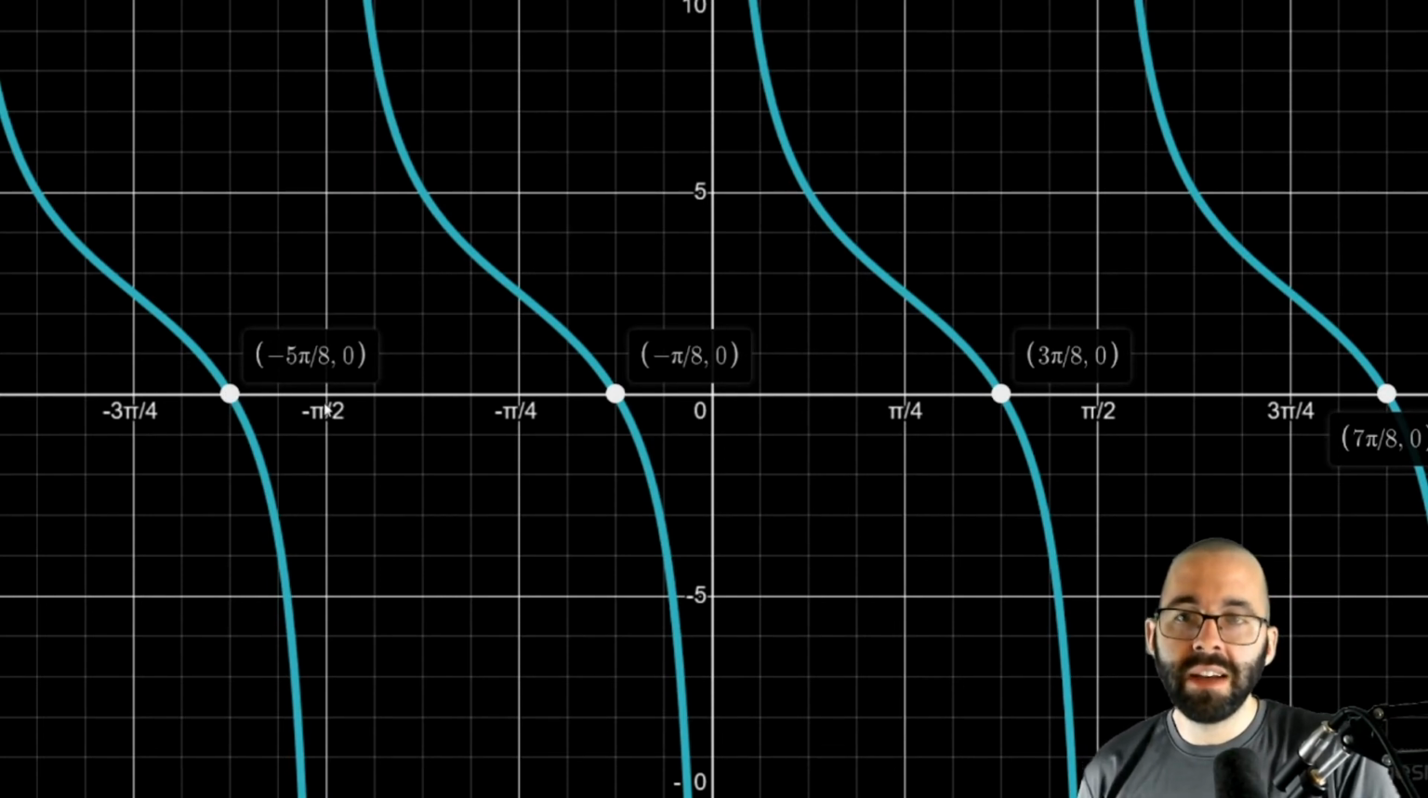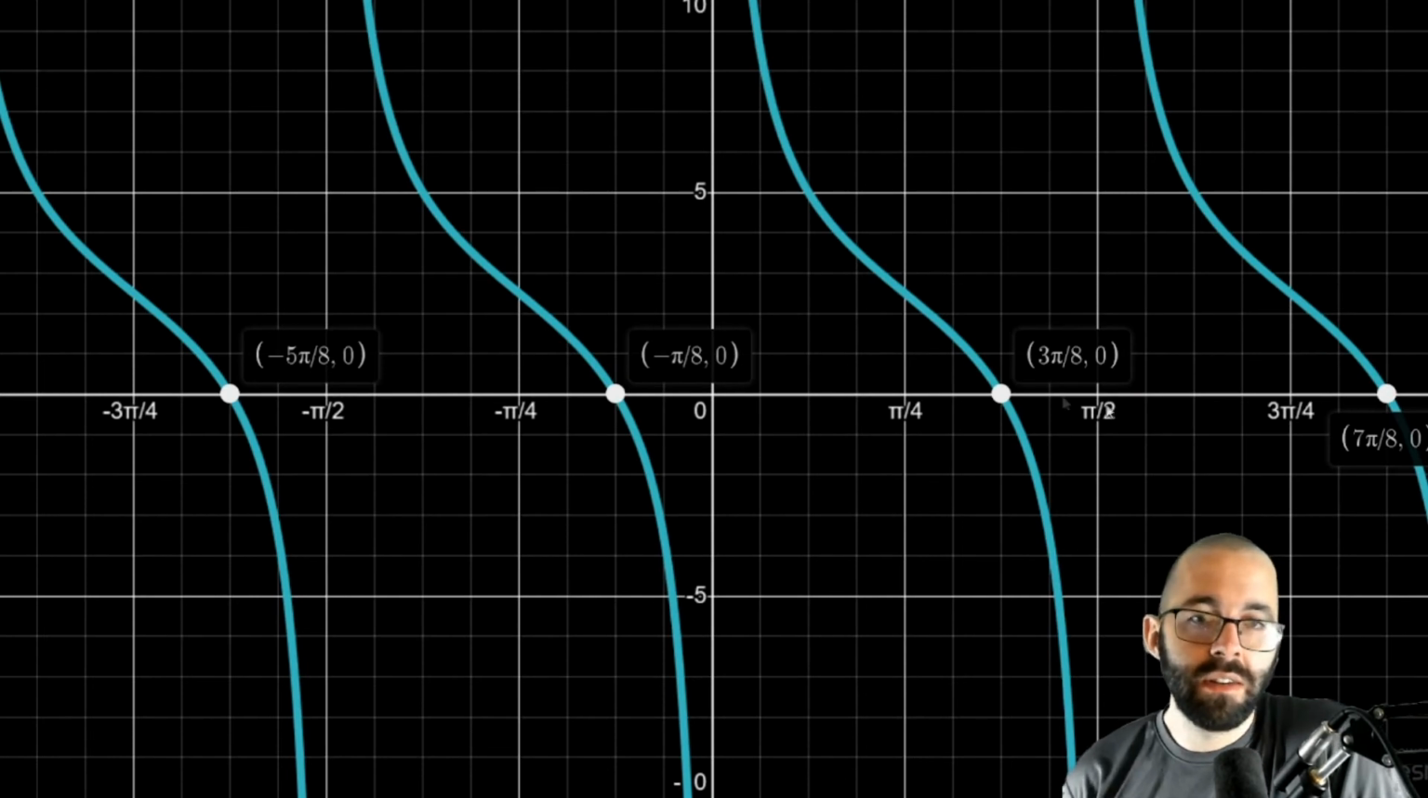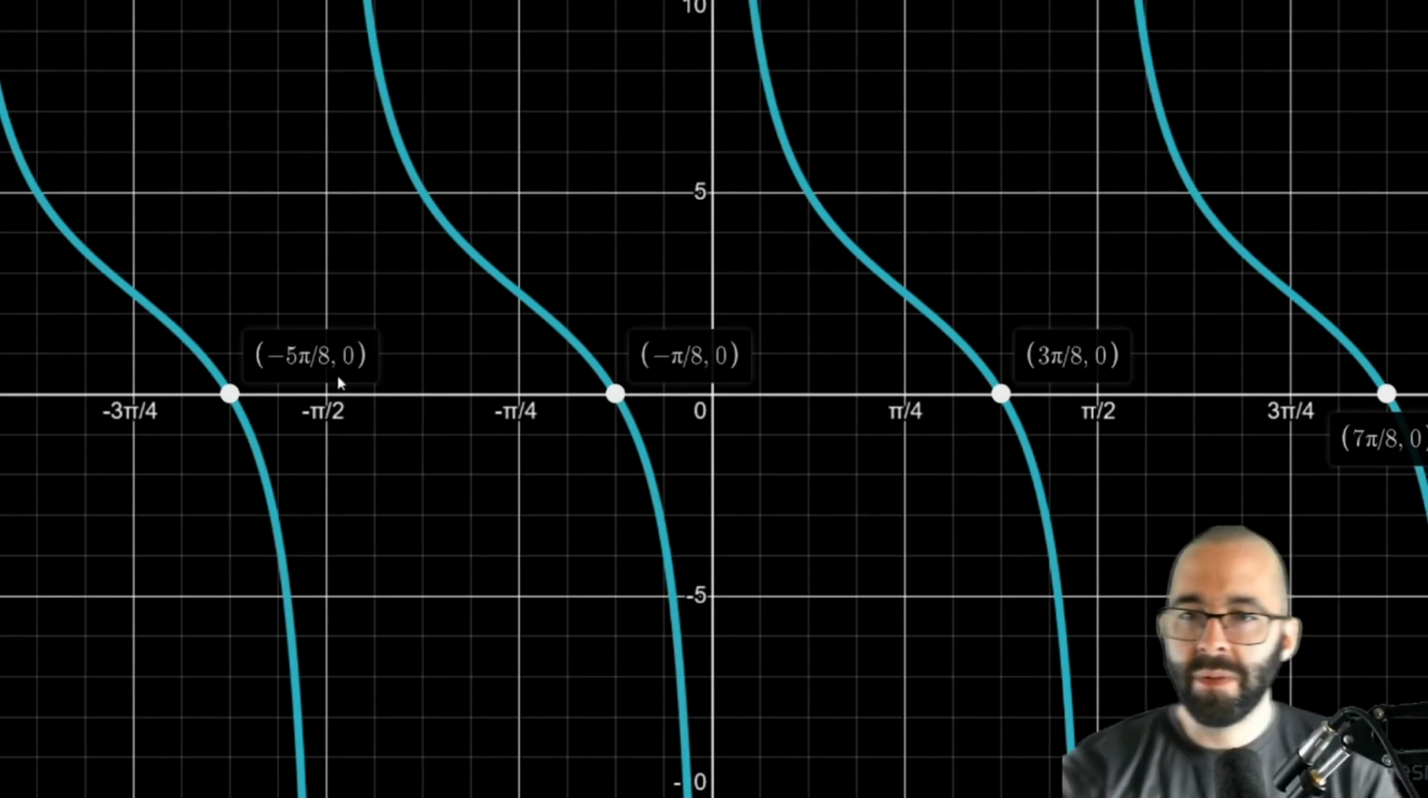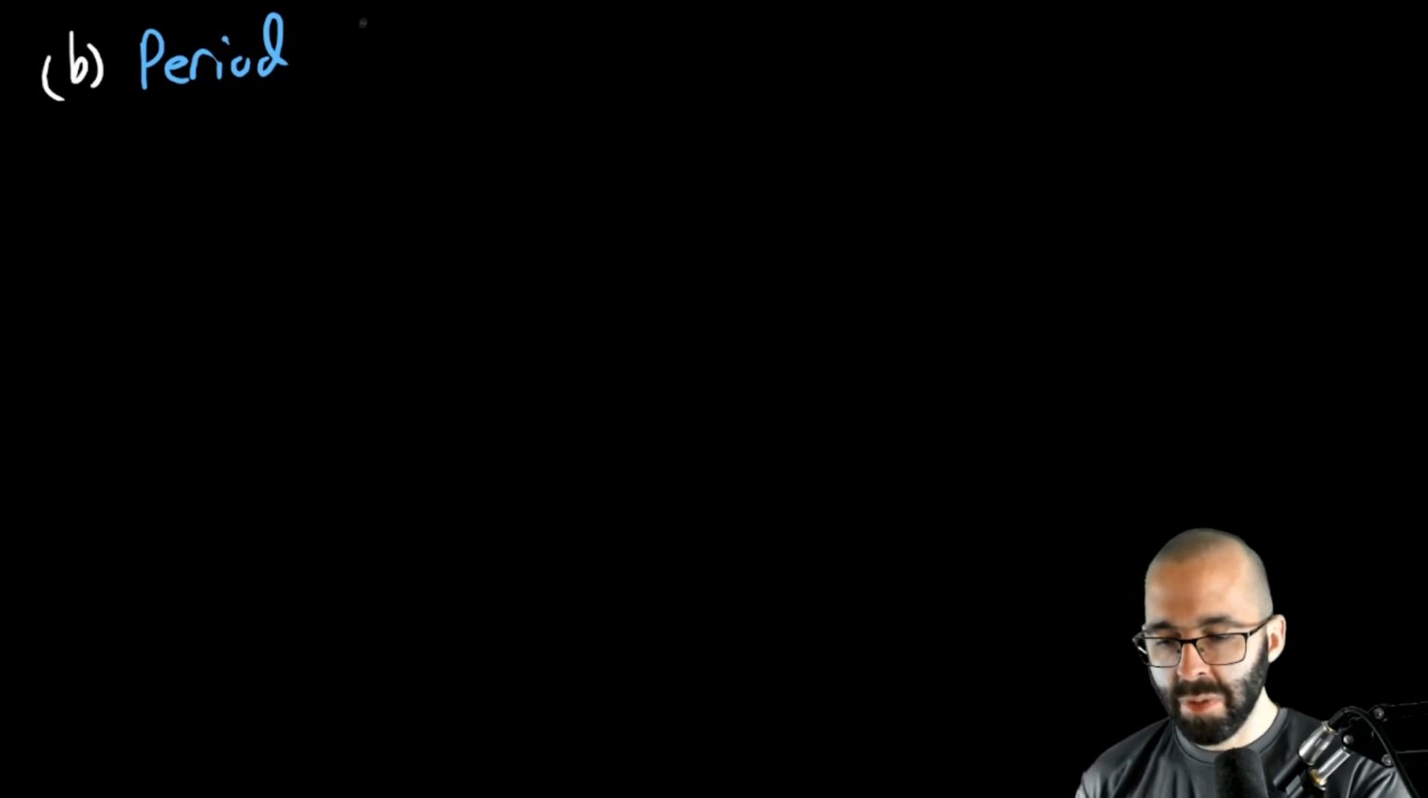For example, our asymptotes are at negative pi over 2, 0, positive pi over 2. Our asymptotes are every pi over 2 here. Or you could find the distance between these. The distance between these is 4 pi over 8, which simplifies down to pi over 2 as well. Either way, the period is pi over 2.